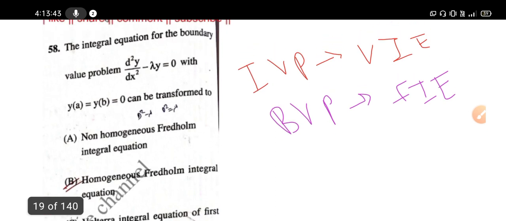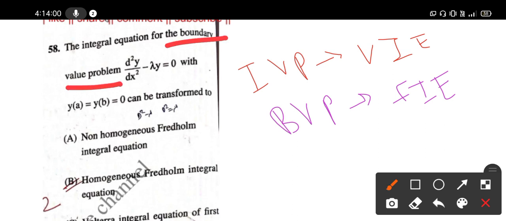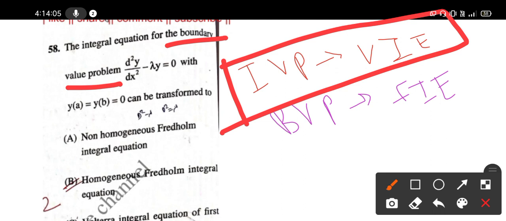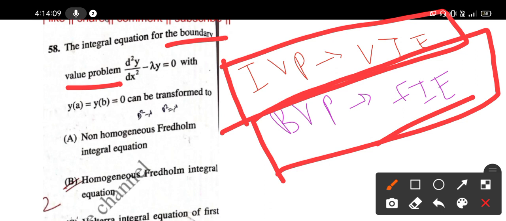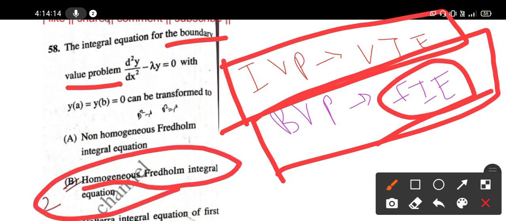The integral equation of the boundary value problem d square y by dx square minus lambda y equal to 0, with conditions given y of a is equal to 0, y of b is equal to 0, can be transformed into. Here a boundary value problem is given. Every initial value problem is converted into a Volterra integral equation, and every boundary value problem is converted into a Fredholm integral equation. That is a homogeneous Fredholm integral equation. So option B is correct.